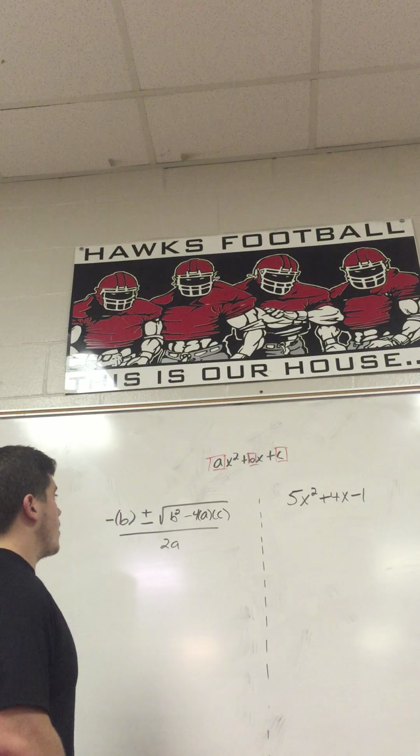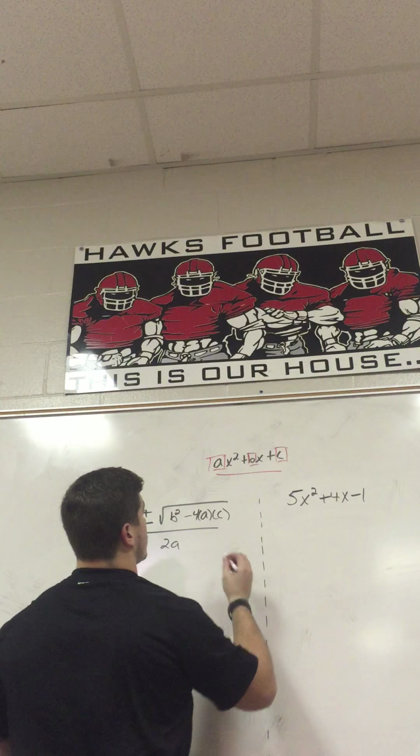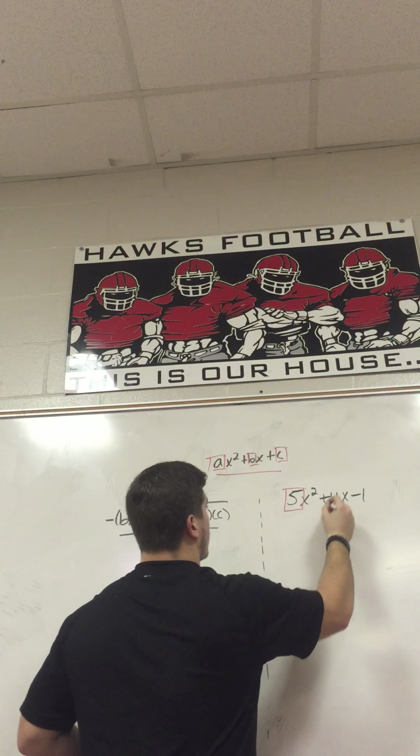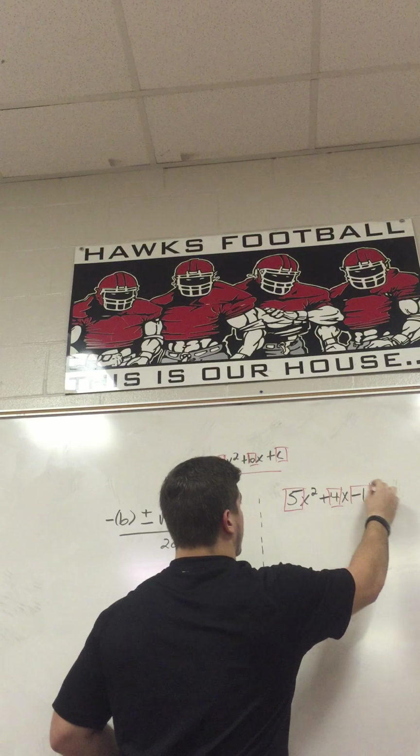Now you get your a, b, and c from this equation right here. So from this equation, your a would be 5, your b would be 4, your c would be -1.